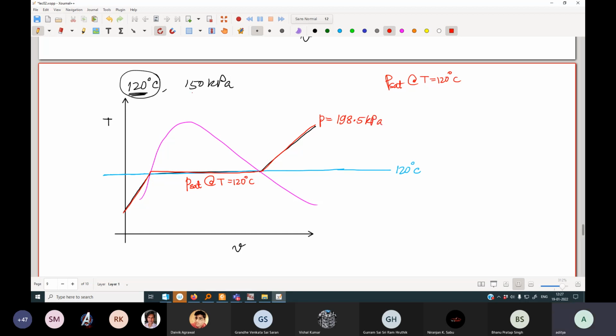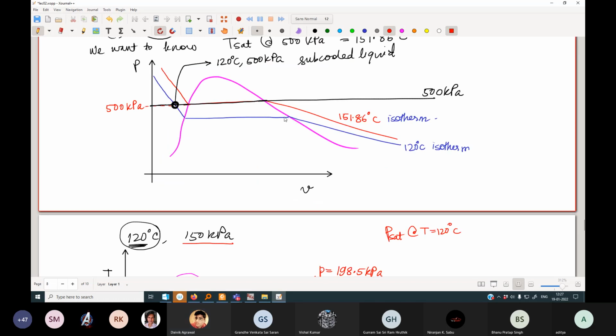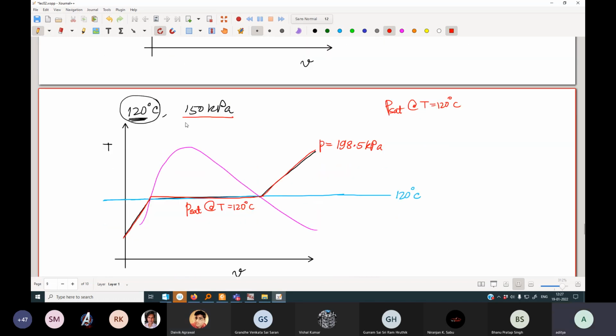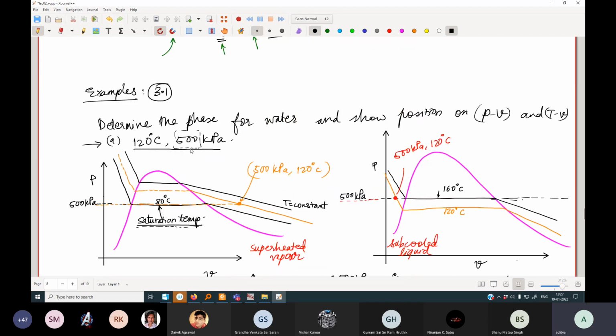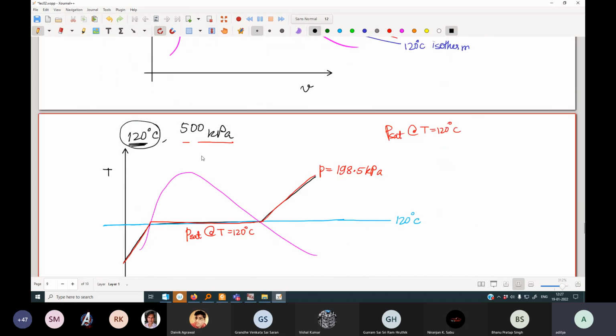But we are bothered with 150 kilopascal. So what should I do? Where should I draw the point? It will be below this isobar. Why have I written here 150 kilopascal? It's supposed to be 500 kilopascal, right? Weird. The question was 500 kilopascal. I don't know why I wrote 150.